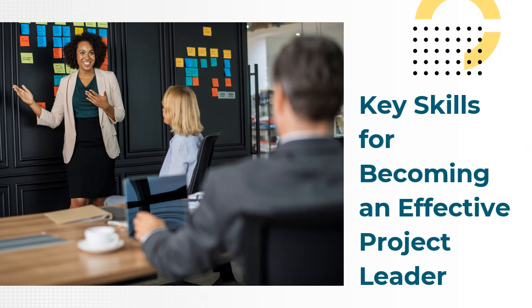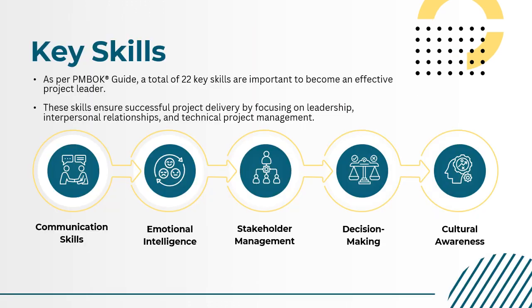Today, we'll explore what it means to be an effective project leader and the key skills essential to achieve this. Drawing from the PMBOK guide, we'll highlight critical skills that ensure not only successful project delivery but also inspire leadership excellence. Let's begin by delving into the traits that set successful leaders apart. As per the PMBOK guide, there are 22 key skills essential for effective project leadership. These skills are a combination of leadership, interpersonal abilities, and technical project management expertise. Together, they pave the way for successful project delivery and impactful leadership. Today, we'll focus on some of the most critical skills that every leader should master.